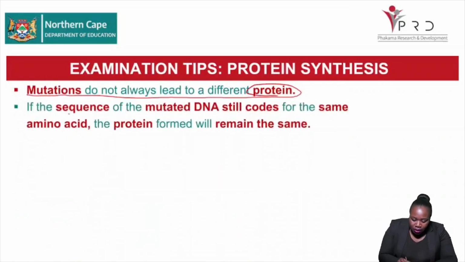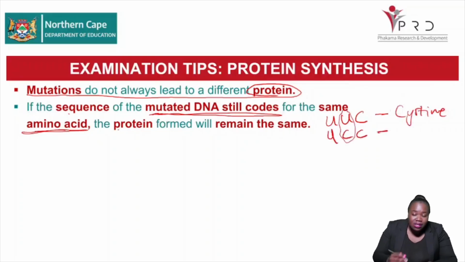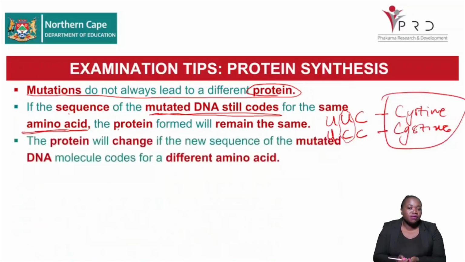If the sequence of the mutated DNA still codes for the same amino acid, the protein formed will remain the same. Let's say you have UUC, and it gives you cysteine, for example. And then this UUC is mutated and you have UCC. So the U has changed to C, but it could still be coding for cysteine. If that is the case, it means that nothing much has changed. The same amino acid still applies, the amino acid sequence is still the same, and therefore the protein formed will still be the same.